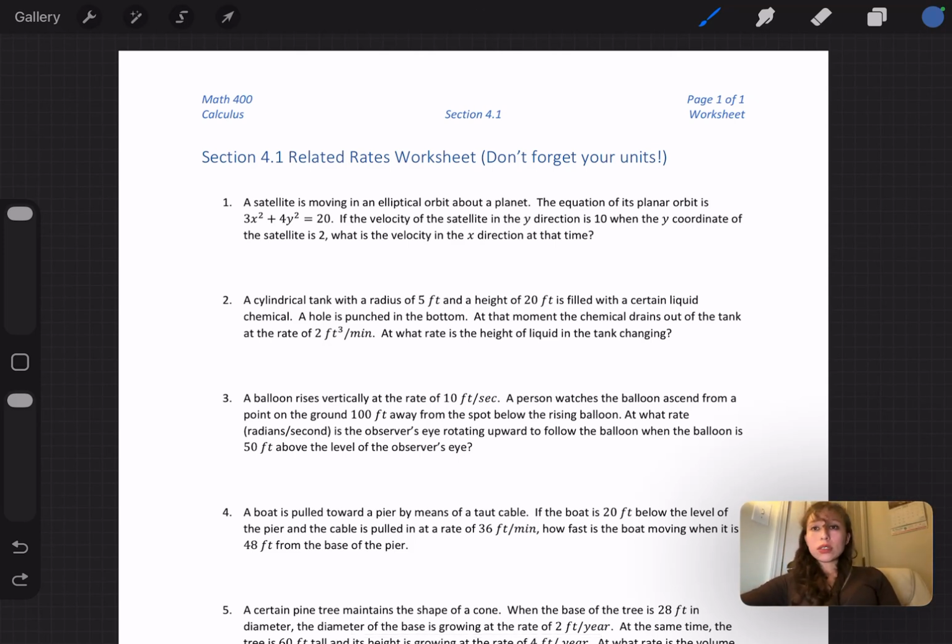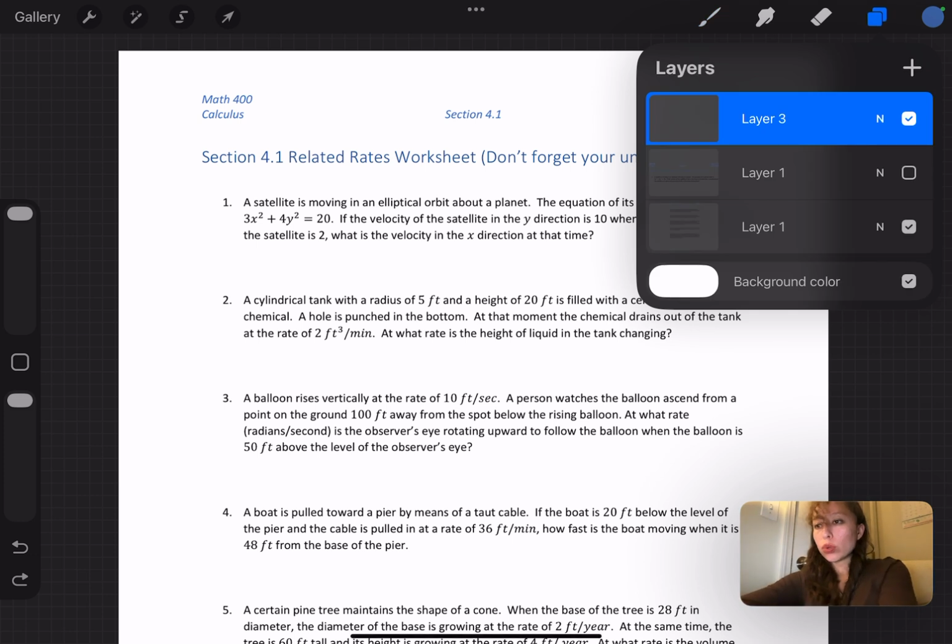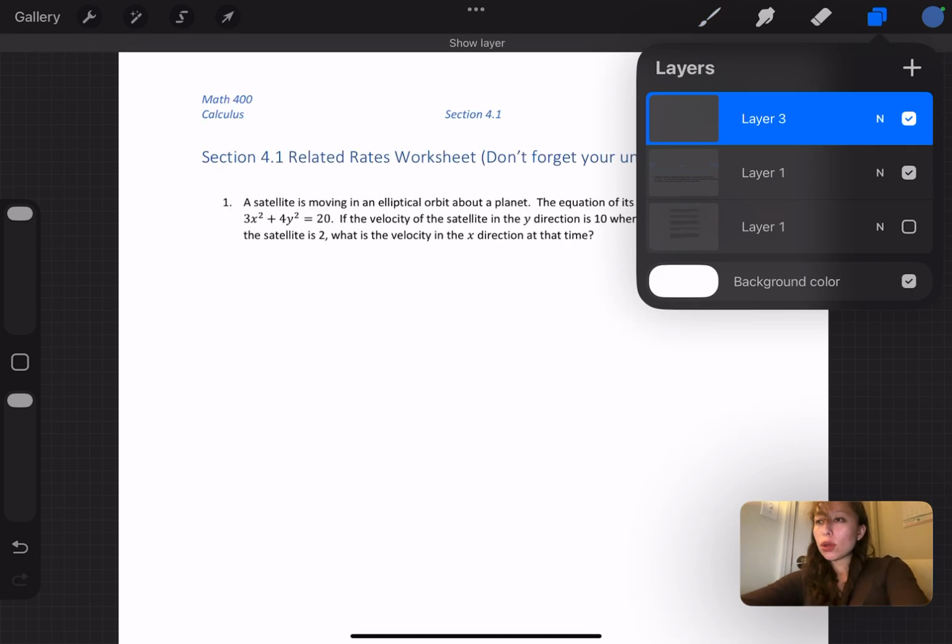Hello, my name is Sairy, and I am going to be working on section 4.1, the related rates worksheet, problem number 1, which tells us that a satellite is moving in an elliptical orbit about a planet. The equation of its planar orbit is 3x squared plus 4y squared equal to 20. If the velocity of the satellite in the y direction is 10 when the y coordinate of the satellite is 2, what is the velocity in the x direction at that time? Okay, so that is what we are going to be solving.